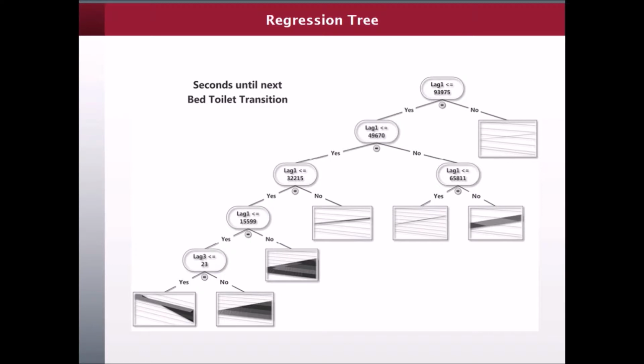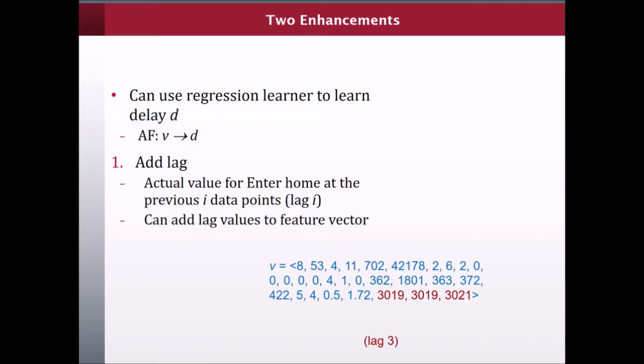Once again, in order to prevent overfit, instead of using a single regression tree, you can use a forest of regression trees. Let's consider two enhancements that we can add in order to strengthen the ability to map feature values onto a numeric value D, indicating a delay until an activity of interest will occur again. The first is that we can add lag values to this feature vector.